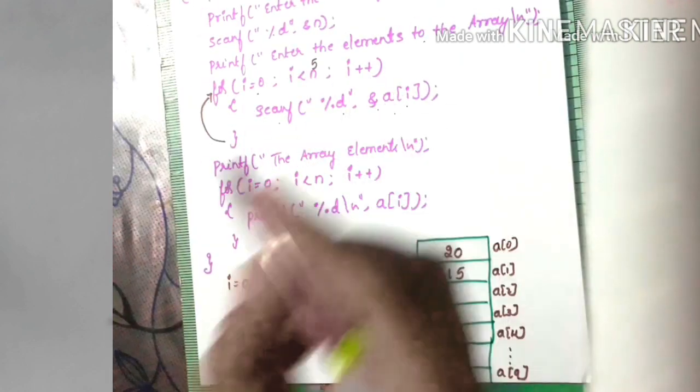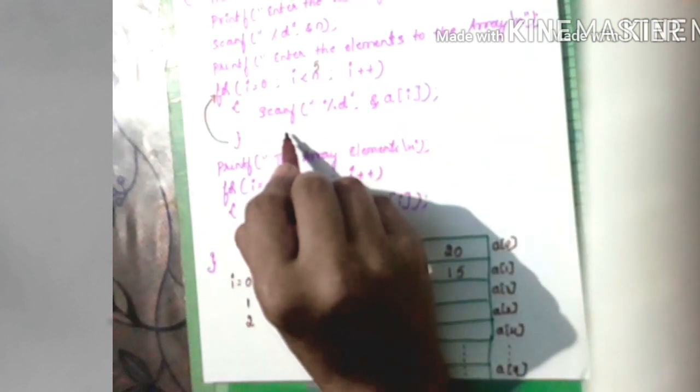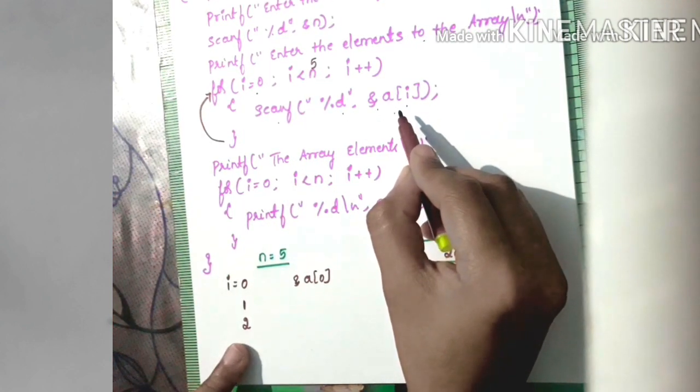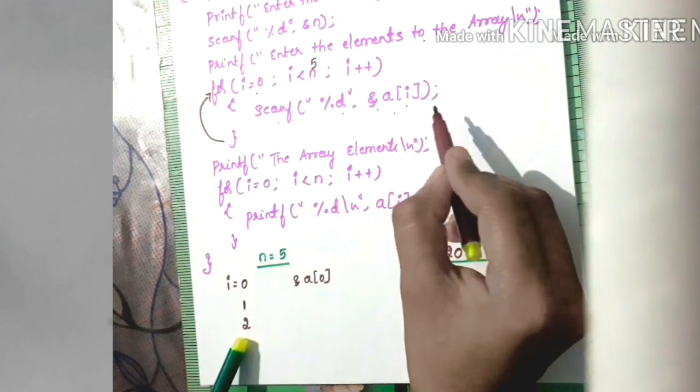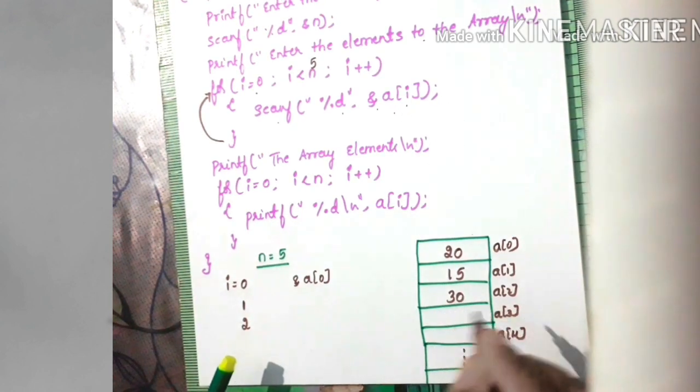Next, end for, control returns back to the for loop. Increment the value of i by 1, i becomes 2. 2 less than 5, the condition is true. Next, the next element that I input gets stored in &u[i], u[i] means u[2]. That is, 30 is stored in u[2].